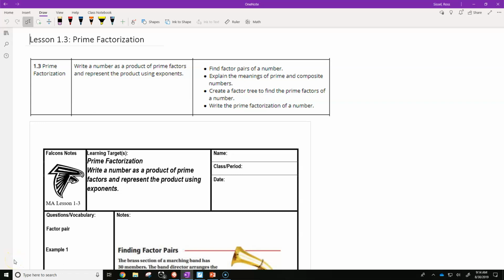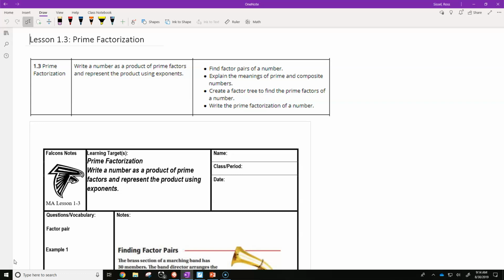Okay, so today is lesson 1.3 that you've already seen, and we're working on prime factorization. Our learning goals are listed all over the place. It's going to be in your workbook. It's up here. It's on your notes. It's on the board. Our learning goal today is I will write a number as a product of prime factors and represent the product using exponents.